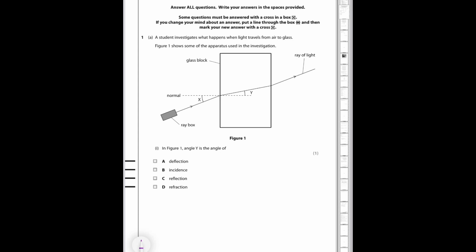In this first question, we're told a student investigates what happens when light travels from air to glass. Figure 1 shows the apparatus used in the investigation. So we have a ray box which is providing light, and as it enters the glass block, the light bends towards the normal, and as it exits the glass block, the light bends away from the normal. So bending of light is refraction.